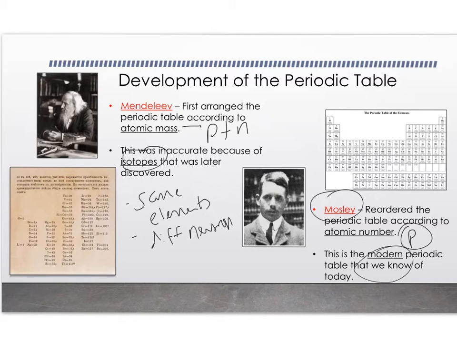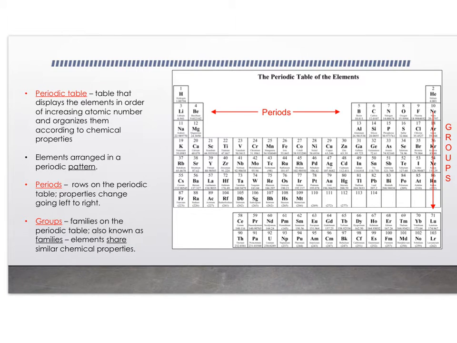And this is the modern periodic table that we know today because the elements are listed in increasing atomic number, which also represents the proton number. And if you change the proton number, you change the identity of the element. So this is the periodic table that we use today. The periodic table is a table that displays the elements in order of increasing atomic number, which then organizes them according to different chemical properties. Based on where the elements are, we can identify specific chemical and physical properties that we can use to describe the elements in the periodic table.